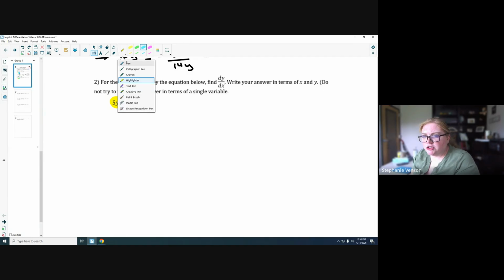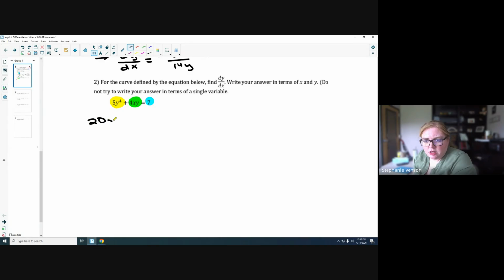Okay, so I see the first term just has a y in it. So I'm going to go ahead and take the derivative. The derivative of 5y to the fourth would be 20y to the third. But next to it, I'm going to put a dy/dx since I took the derivative with a y. So 20y to the third, and then next to it, I'll put dy/dx.